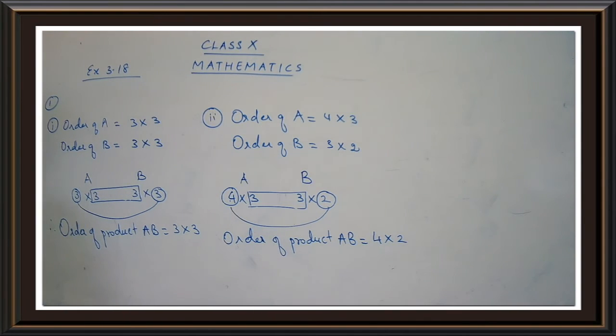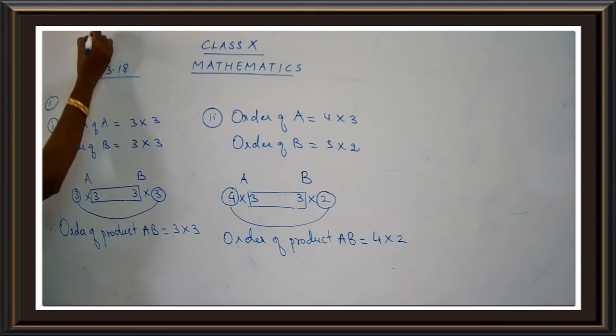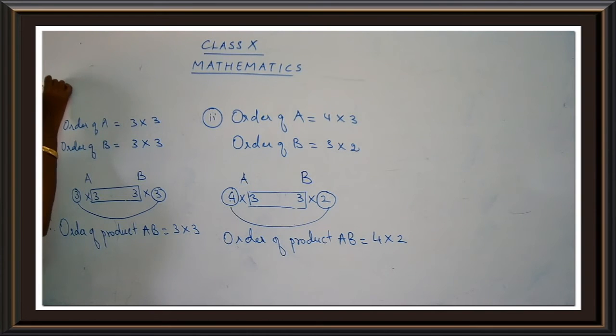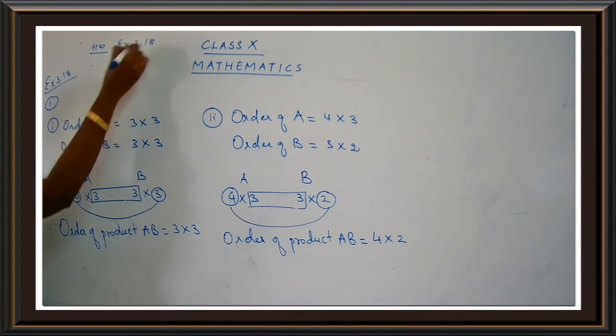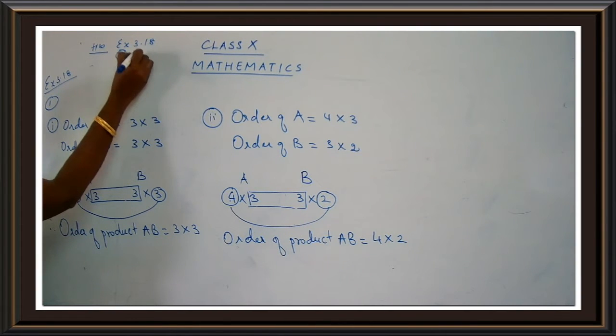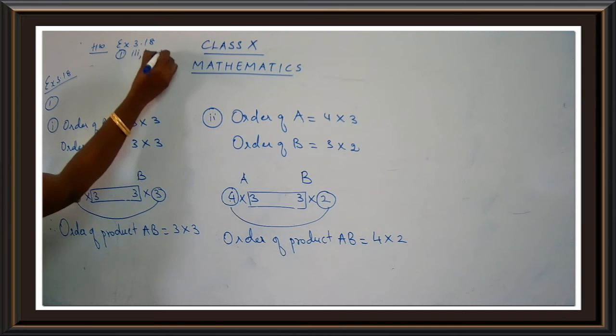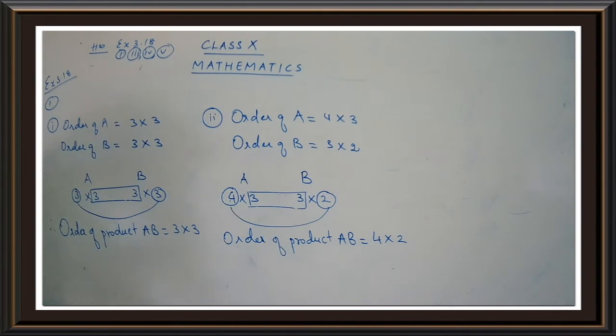Okay, children? Now your homework is exercise 3.18, question number 1, the third subpart, the fourth subpart, and the fifth subpart. Third, fourth, fifth. In total you have 5 subparts. Already we have done 2. So you are going to complete the remaining ones: the third one, fourth one, and the fifth one.